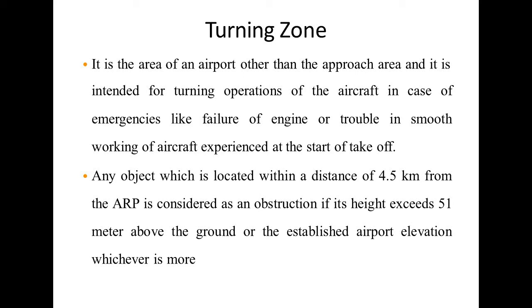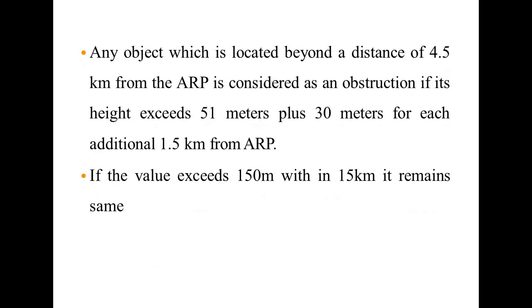Turning zone. This is provided for turning of the aircraft in case of emergencies. Any object located within a distance of 4.5 km from the airport reference point is considered as an obstruction if its height exceeds 51 meters above the ground. Any object beyond a distance of 4.5 km from the ARP is considered as an obstruction if its height exceeds 51 meters plus 30 meters for each additional 1.5 km from the ARP.